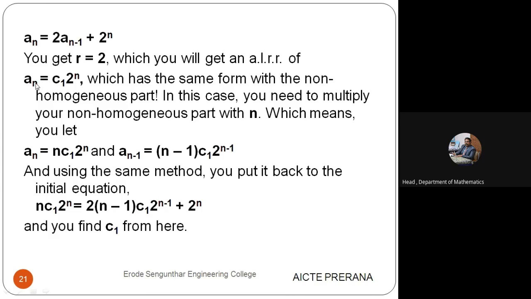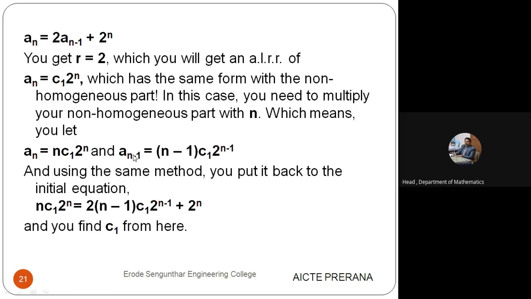Here, the solution is an equal to C1 into 2 power n, which has the same form as the non-homogeneous part. In this case, we need to multiply our homogeneous part with n, which means we take an equal to n into C1 into 2 power n, since here our base 2 is one root of the associated homogeneous recurrence relation. Therefore, we take an equal to n into C1 into 2 power n.